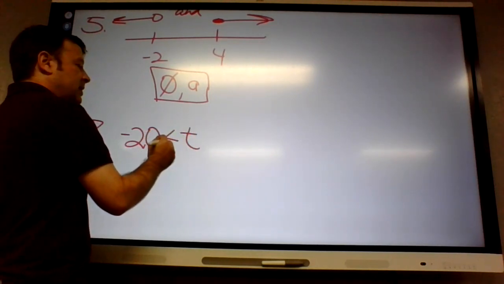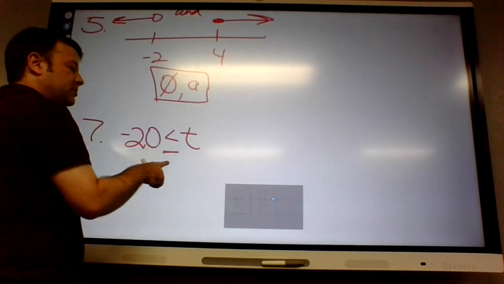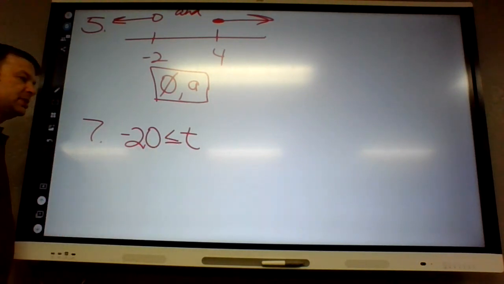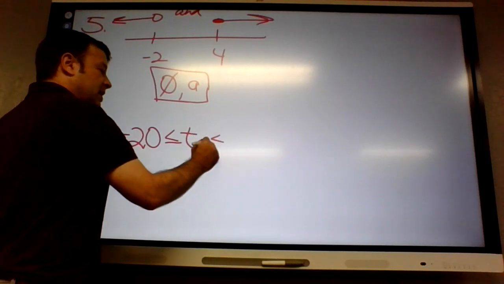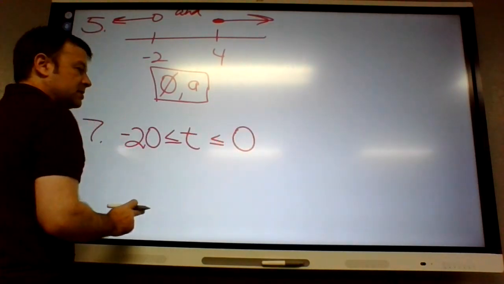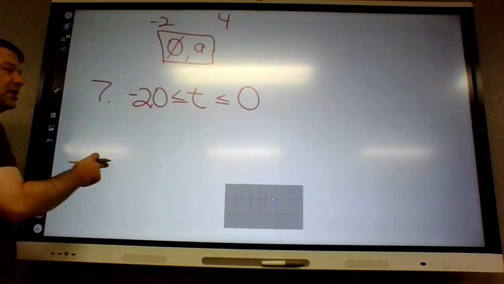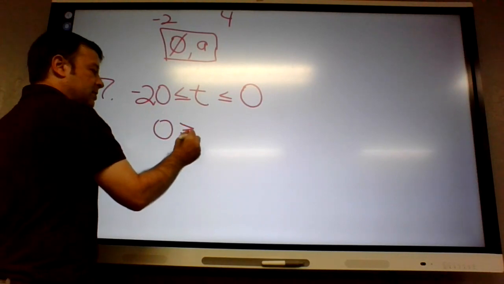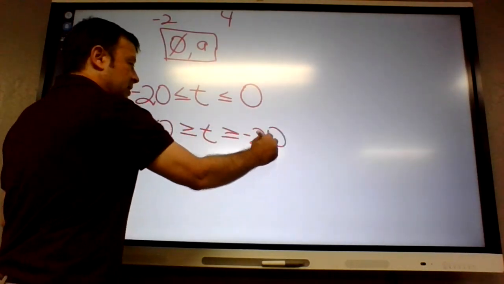Okay, it's kind of unclear with that whether it's less than or equal to, so I'm not going to worry about it. I'll just say less than or equal to. So the temperature's got to be bigger than -20 and less than 0. So it'll look like that. Or you could write it backwards: 0 is greater than the temperature is greater than -20. That would be the same thing.